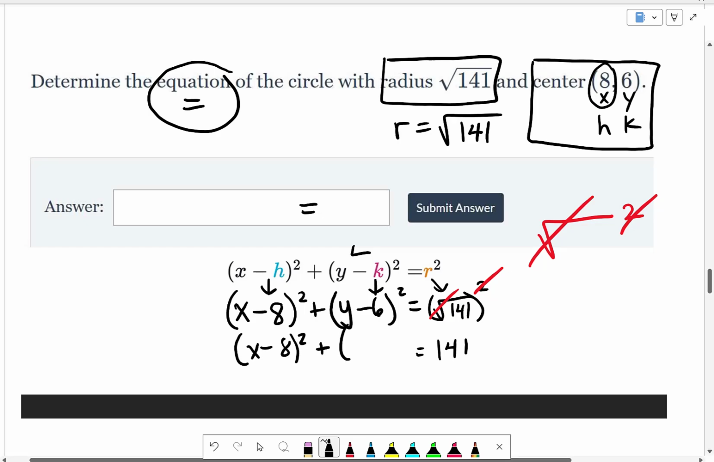So we can eliminate that root and the square. So we just have 141. And then this is the final answer.